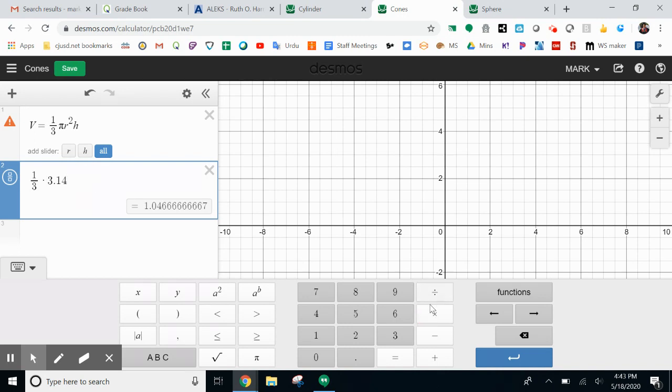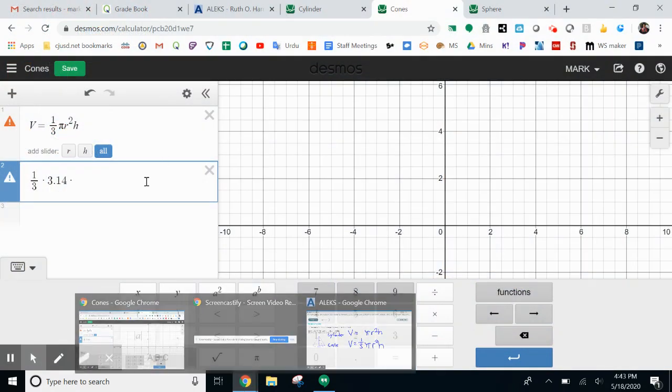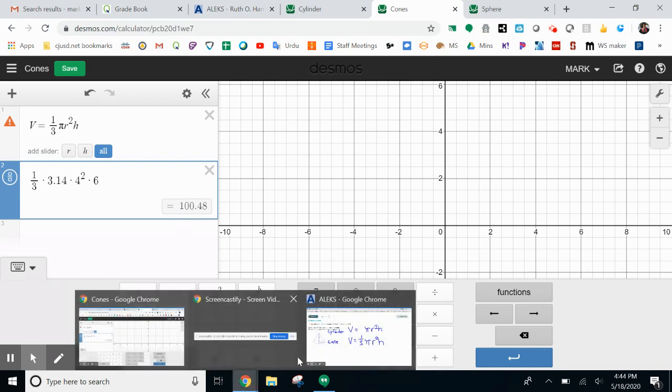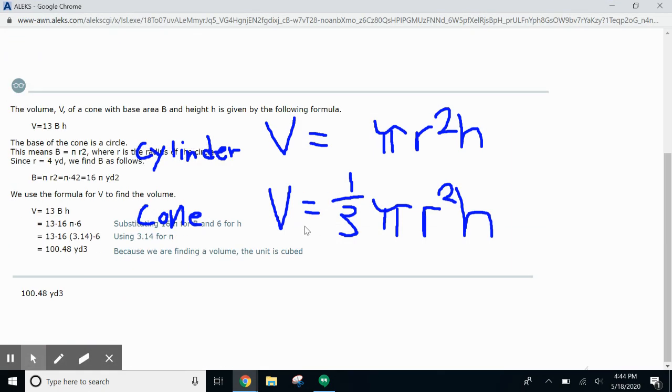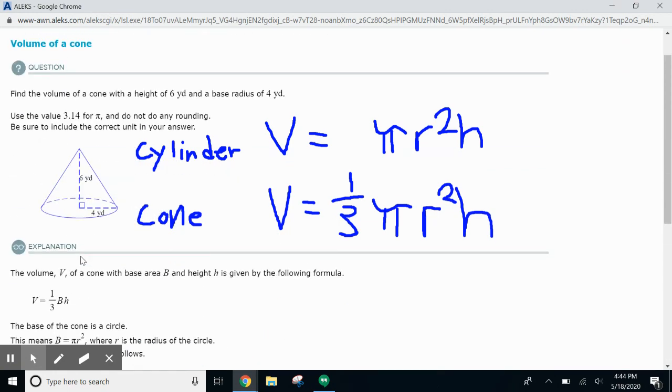Probably still wouldn't have done it either way, but I like to put it. And now my radius, that was 6 or 4? Well, let's double check. 4. 6 was the height. So now I'm going to do 4, and I'm going to put a squared, so it squares 4. Then multiply it by my height, 6. And I have 100.48, and 4 is not big enough to round the 100 up, so it should just be 100. Let's go back. I'm going to check my work. I always like to check it if I don't forget during my videos. So is this one they do not want us to round?